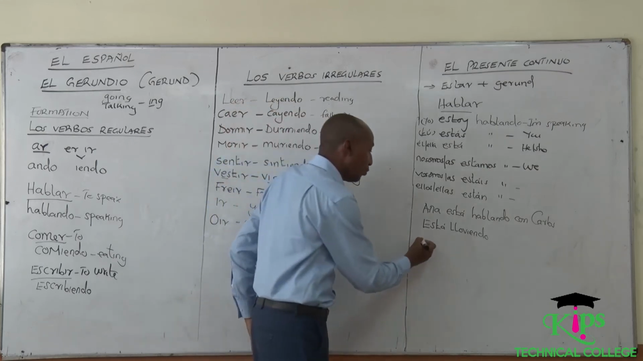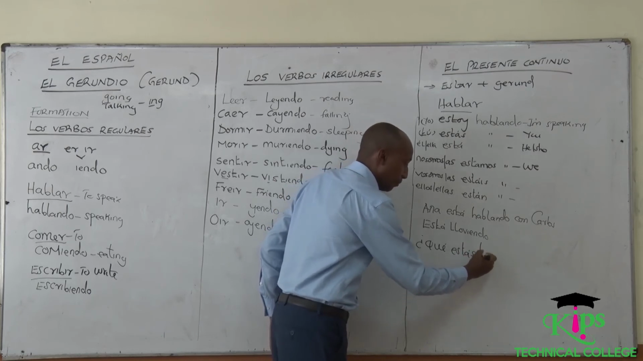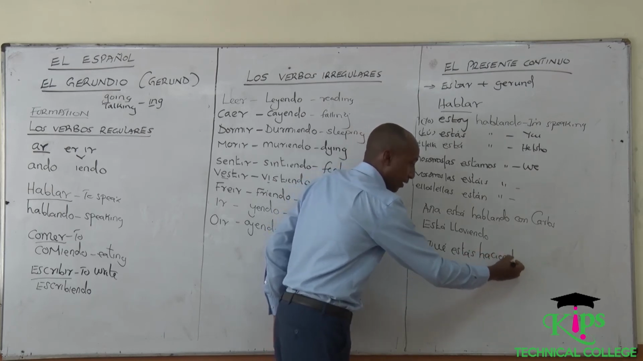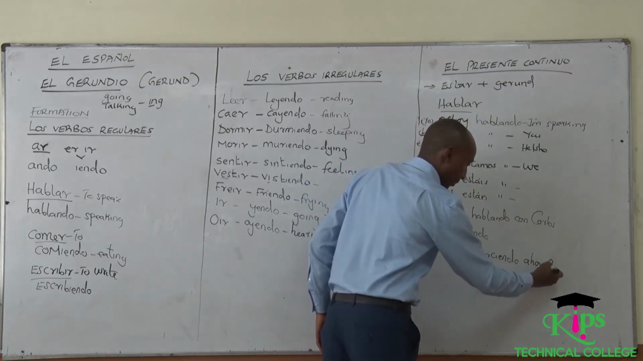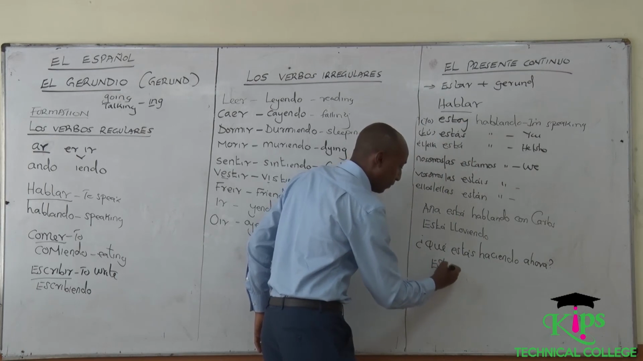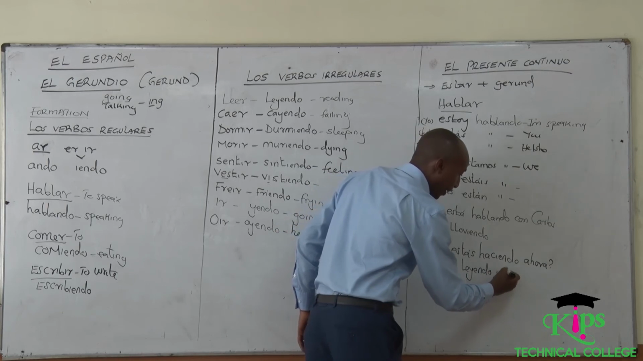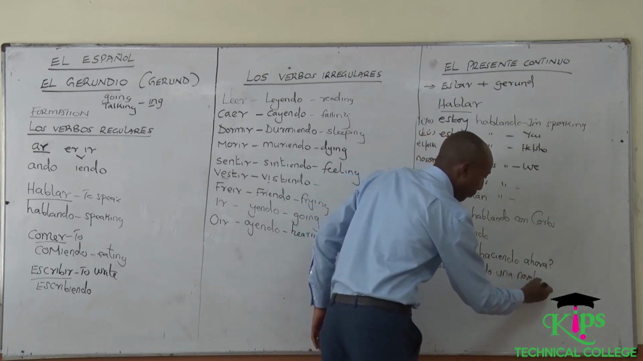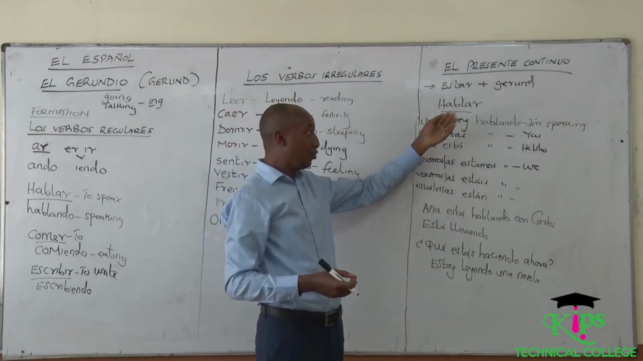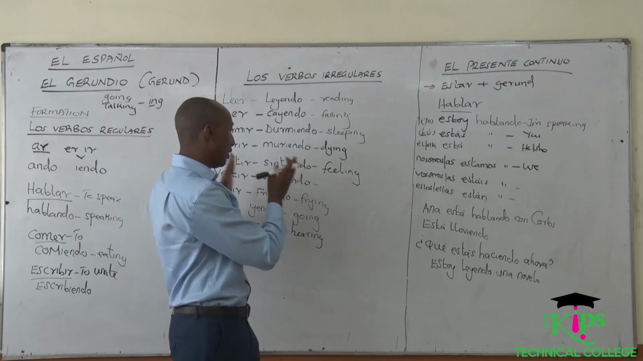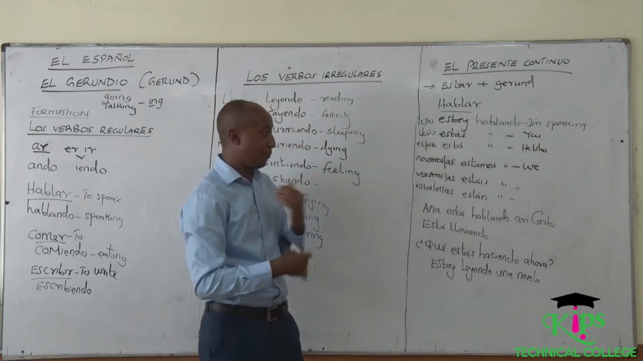You can ask someone, what are you doing? ¿Qué estás haciendo? You can add ahora. What are you doing now? You can tell someone, estoy leyendo una novela. I'm reading a novel. So this is easy to understand because you've already understood the formation of the gerund. We've already done a start, so it's just combining them to make what you call the present continuous.